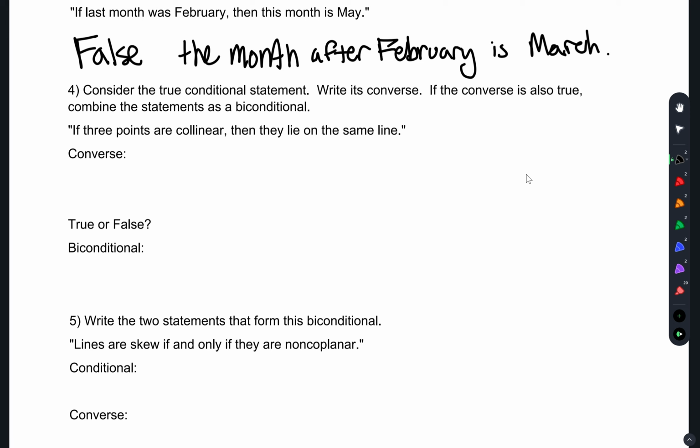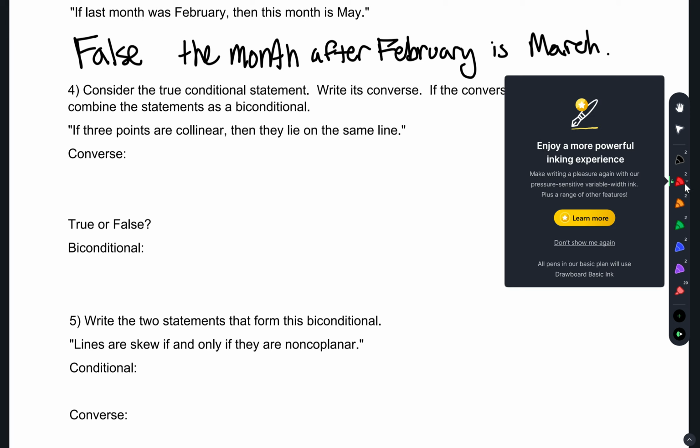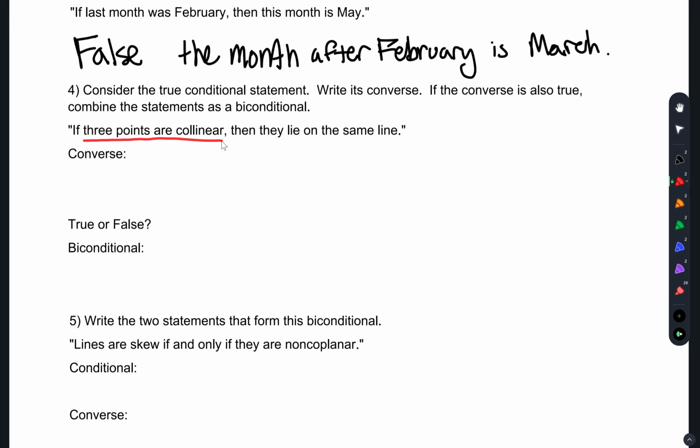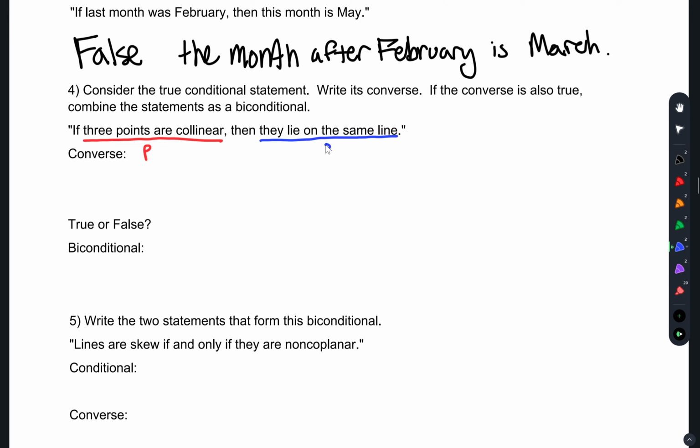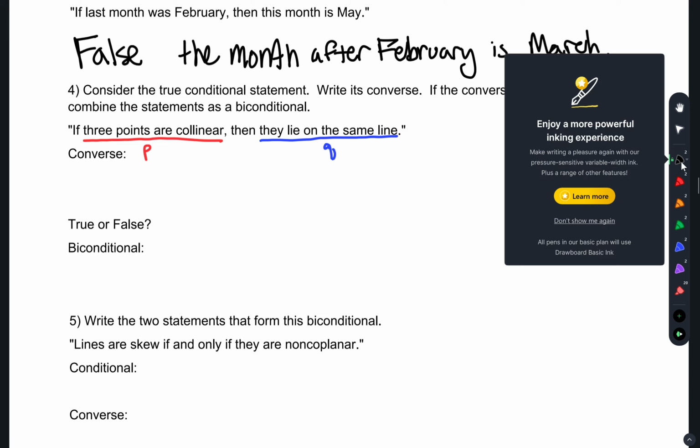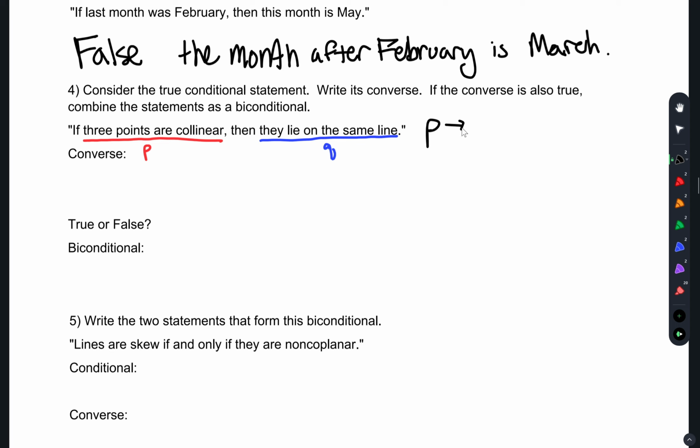Number 4, consider the true conditional statement. Write its converse. If the converse is also true, then we're going to write the biconditional. So the statement is, if 3 points are collinear, then they lie on the same line. I'd like to highlight my hypothesis, P, and my conclusion, Q. A regular old conditional takes the form P implies Q. So what form does my converse take? Q implies P. We're going to take that statement and reverse it.